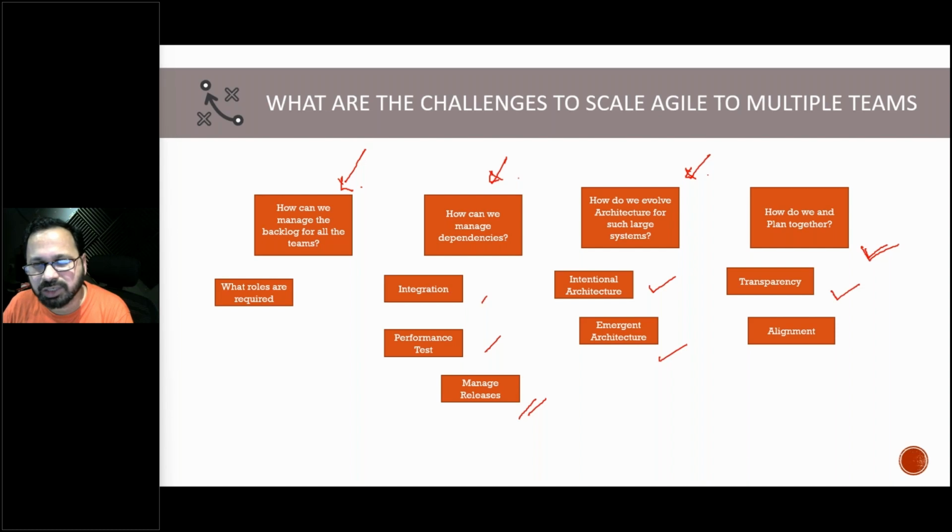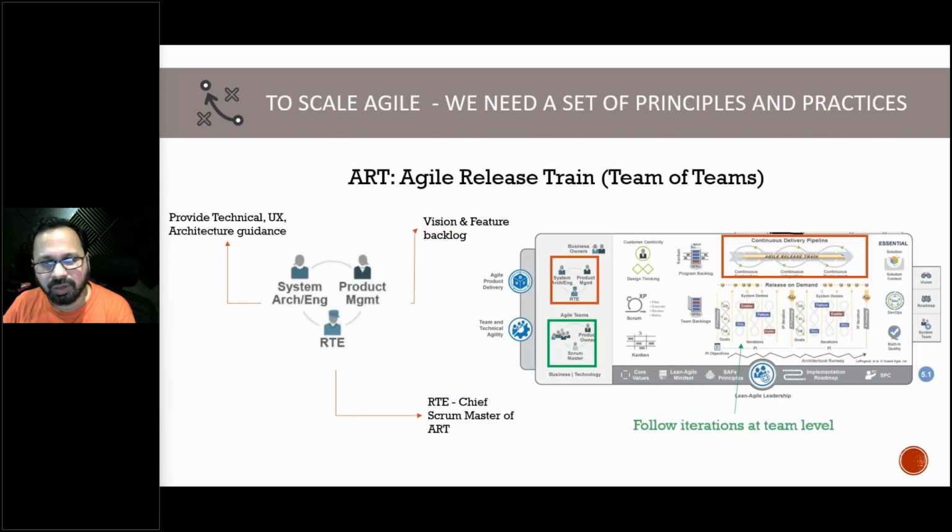How do we be transparent? How do we align with the business? So we need some kind of guidance to overcome these challenges of scaling. Now I'm only talking about a few preliminary development challenges to scaling. There could be many more challenges, but I'm just giving you a story to understand the need of SAFe.